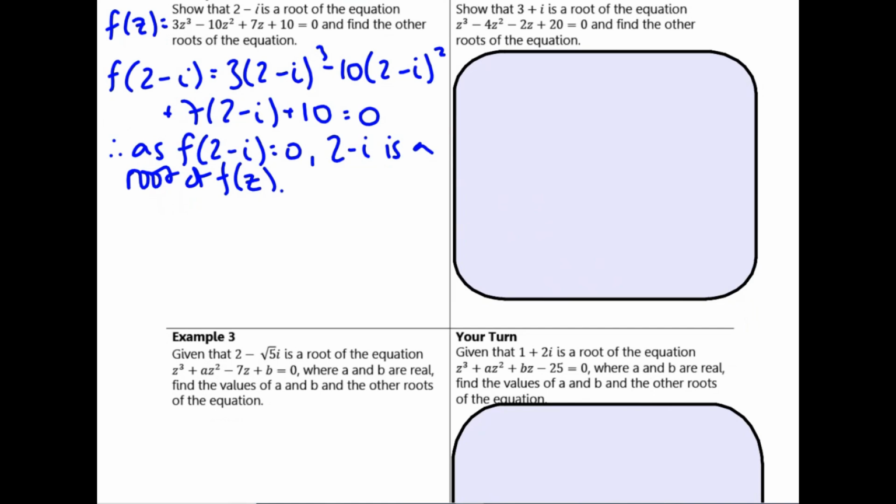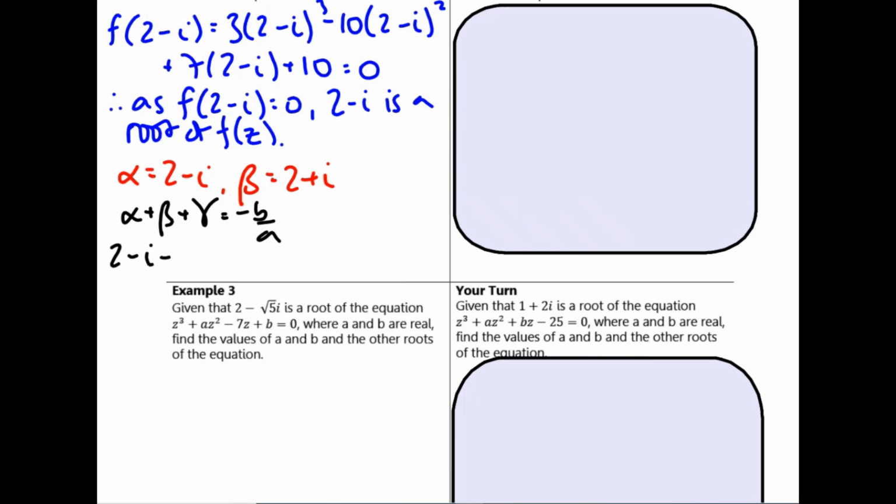It then asks me to find the other roots of the equation. If I know that 2 minus i is a root, I can immediately write down another root as 2 plus i. I can then use any of my sum and product formulae to work out the value of the third root gamma. I'm going to use the sum, which I know is equal to minus b over a.